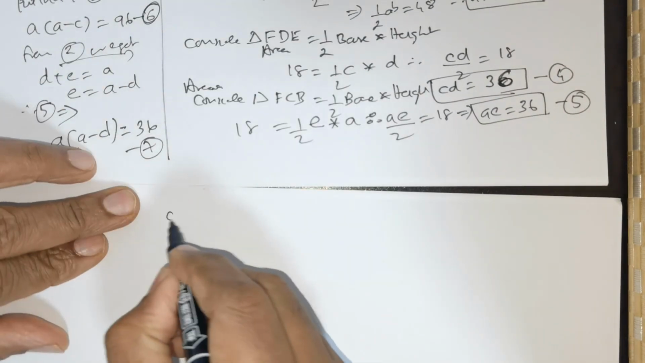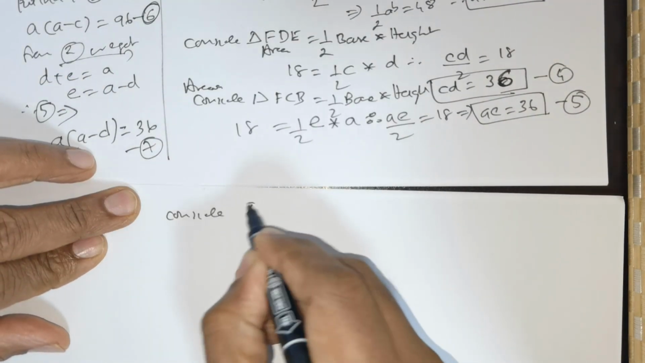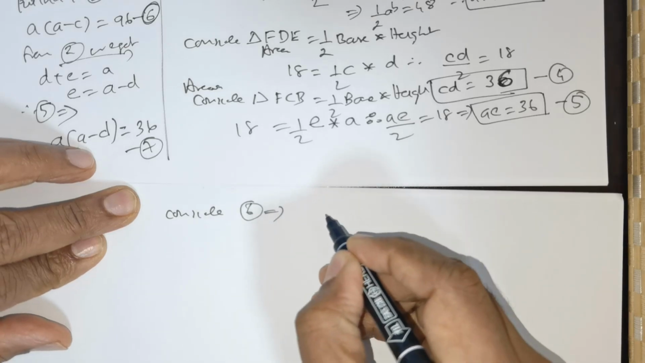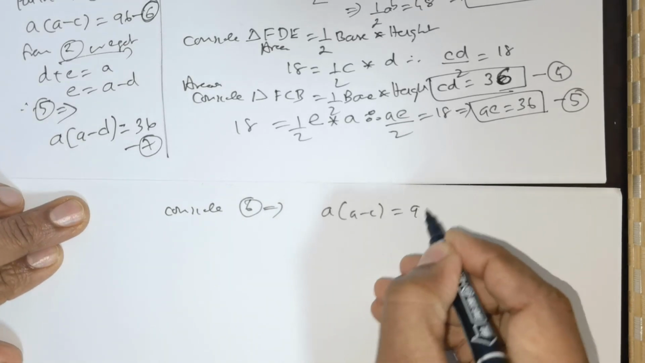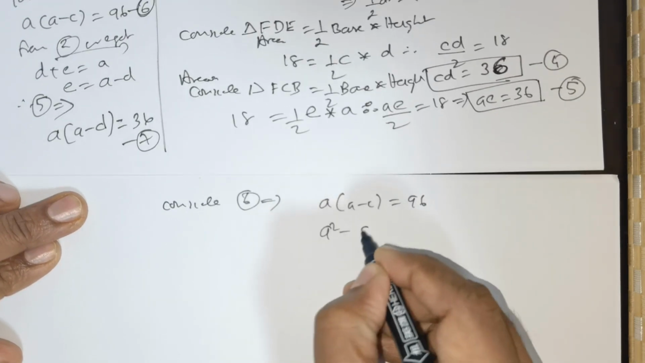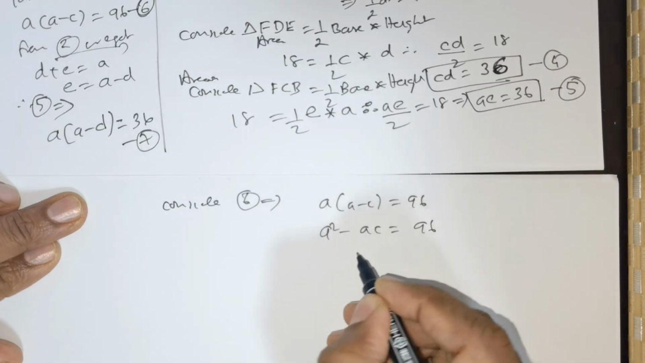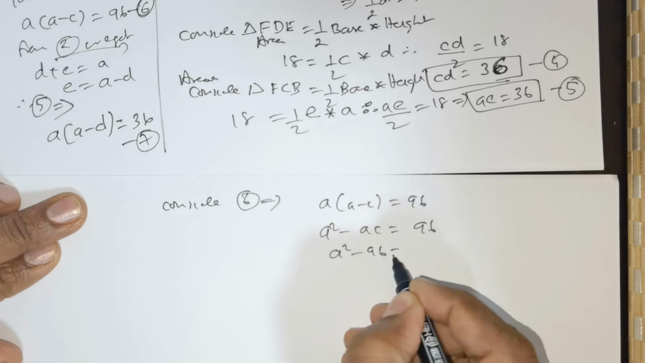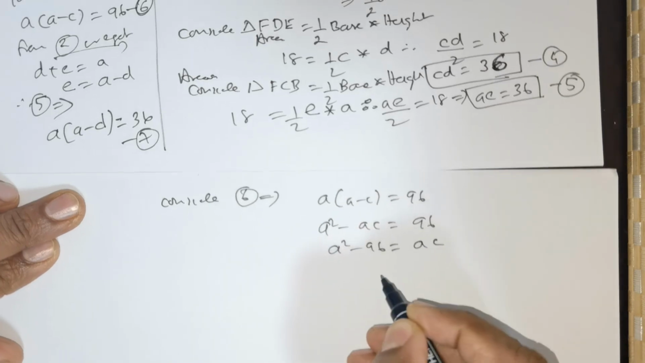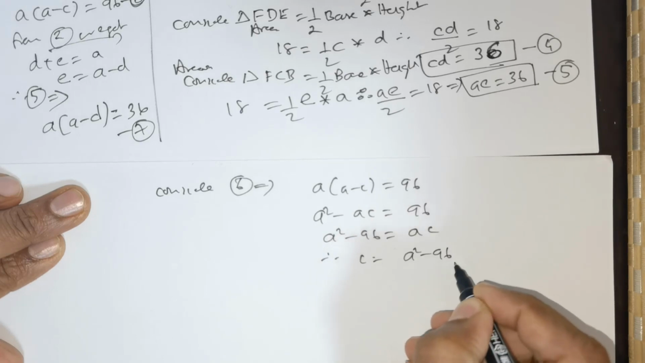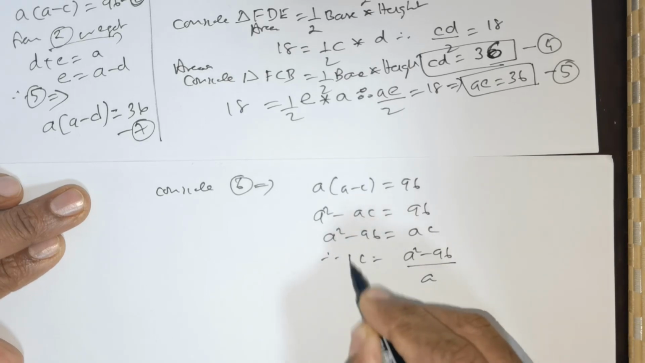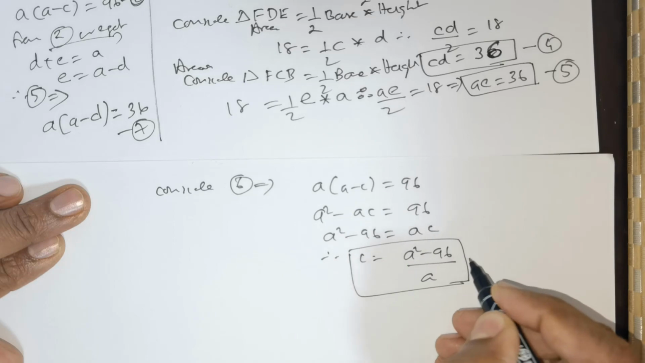So consider 6. From 6 you get A times (A minus C) is equal to 96. So A squared minus AC is equal to 96. So A squared minus 96 is equal to AC. Therefore C is equal to (A squared minus 96) divided by A. I'm going to take this as 8.